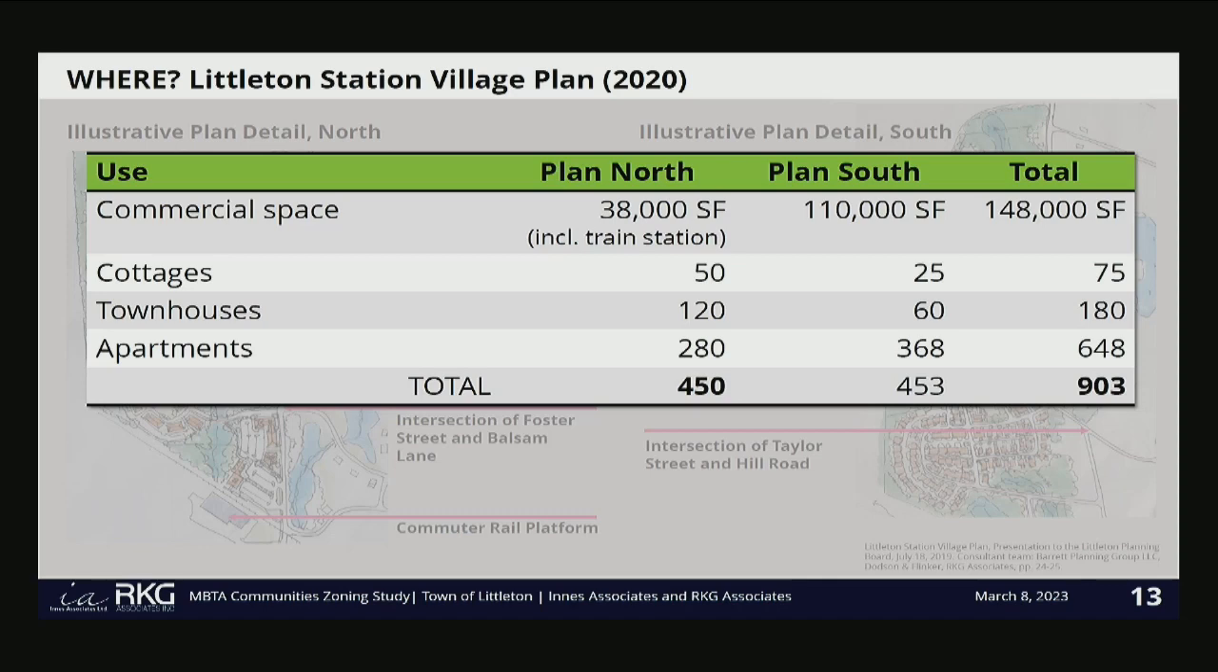So Plan North and Plan South, I've taken this from the slides there, and you can see that at that time they were looking at 38,000 square feet of commercial space, including the train station, and about 450 units. On Plan South, they were looking at 110,000 square feet of commercial space and 453 units, for a total of 903 units. Now, this is important. It's an illustrative plan, but what they're basically doing is what we call a fit study, which is they're saying, if you have this many parcels, this is how much can fit in these areas. They're not saying this is going to be developed. It's saying based on what we've heard and what we've discussed, this is the sort of thing that can fit where.